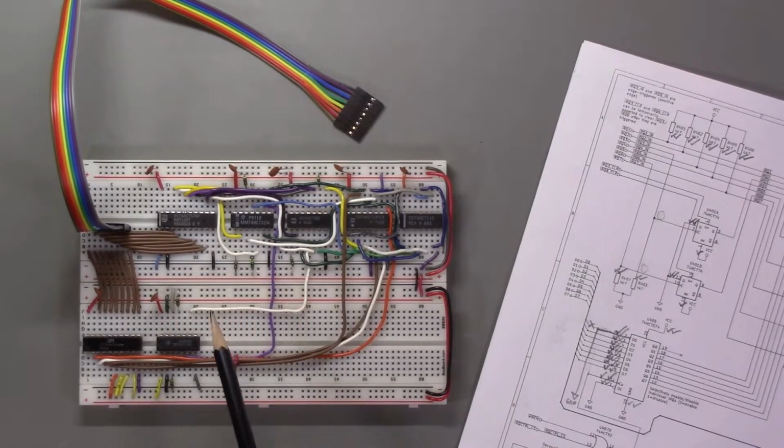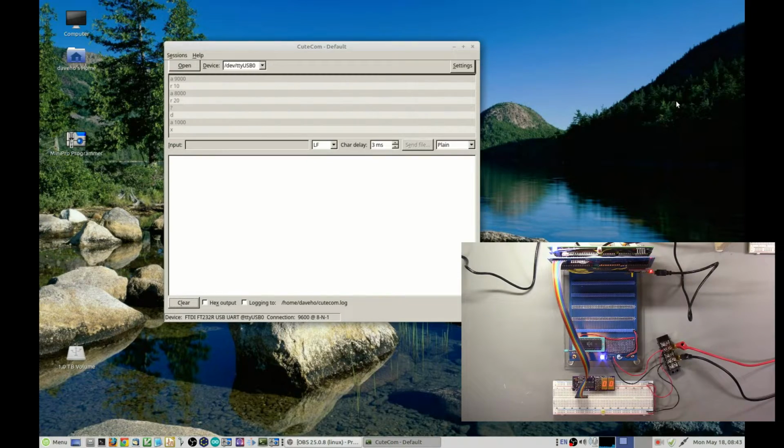And I have used my multimeter to do continuity testing to test all of the connections against the schematic, and I have double-checked them, and everything seems good, so I think we are ready to test this with the actual system. Alright, before we test the interrupt controller hardware, it would be a good idea to make sure that the 6809 system still works. So I have the USB serial adapter hooked up to a USB port.